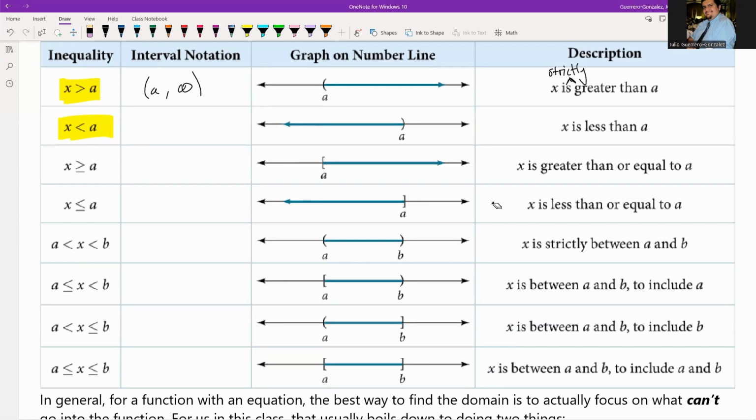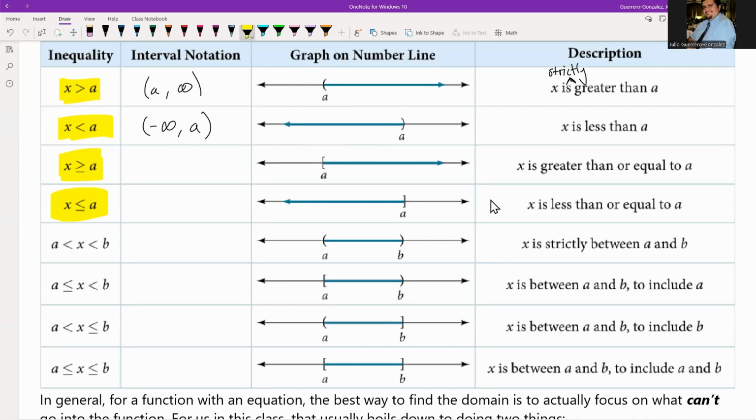Likewise, if we want all the numbers less than A, we do the exact same thing, but backwards. Negative infinity to A. So that one works the same way. Starts here, goes all the way backwards that way. But we don't take that X equal A value. Okay, let's move on to the next two. This one and this one.